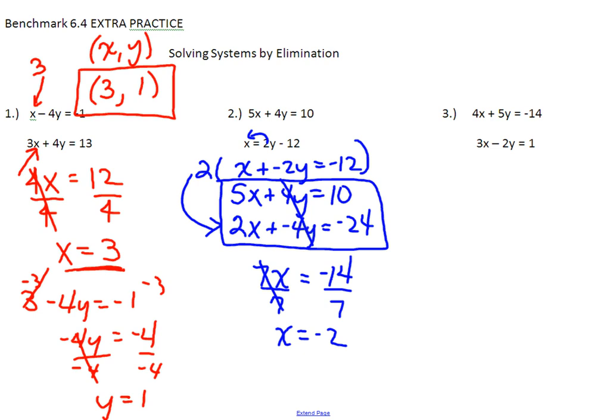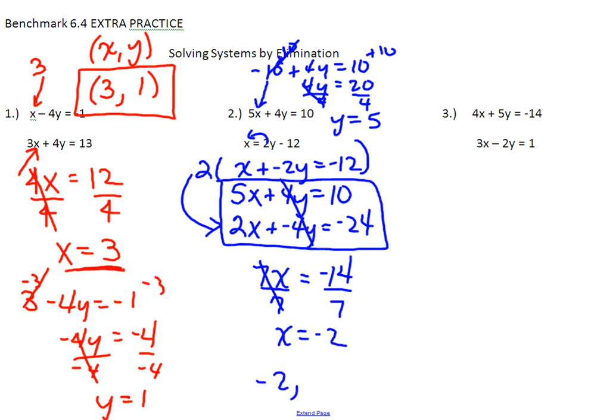Take that -2 and plug it in up above. You really should do both places. I'll just do it up here because I have some space. 5 times -2 is -10. Plus 4y equals 10. If I add 10 to both sides, I'll get 4y equals 20. And that gives me y equals 5. Take my two answers, write as an ordered pair, -2 comma 5. Make it stand out. Again, double check if you want. Take that -2, plug it in for this x, or even that x right there. Plug them in, you should get the same answer, 5.